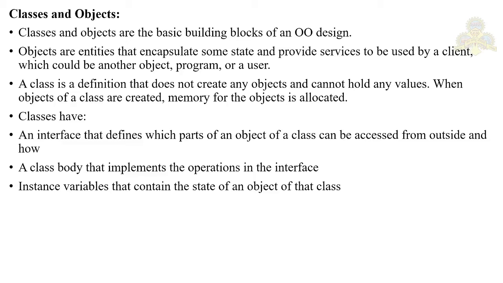Whenever you create an instance or object of that particular class, only then is memory allocated for those objects. Your class will have an interface. It defines which parts of an object of the class can be accessed from outside and how. A class body implements the operations in the interface, that is your methods, and instance variables contain the state of an object of that class. Your class is just a blueprint. We can say that the implementation of the class is the object. The class is not visible to the world, but the object is visible.